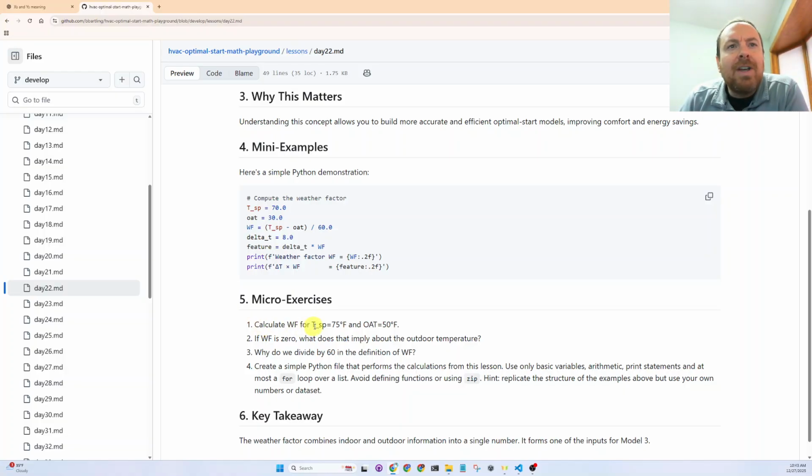Why calculate weather factor for temperature set point equals... calculate weather factor for 75 and 50. If weather factor is 0, does that imply that the outside... I'm going to say no for that. Okay, so our AI lesson plan says to do 75 and 50.